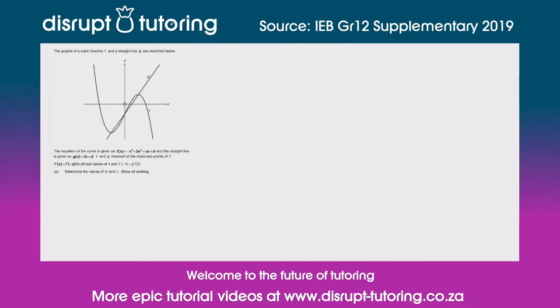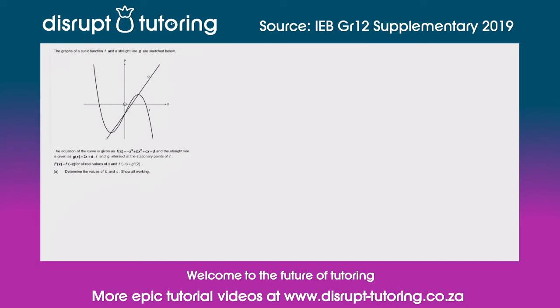Today we're going to deal with a cubic function and straight line graph question that we've taken from the IEB's 2019 supplementary exam. With that in mind, let's dive straight in. They've said to us the graphs of a cubic function f and a straight line g are sketched below. They've also said to us the equation of the curve is given as f of x and g of x. So f of x is our cubic function, g of x is our straight line. F and G intersect at the stationary point, so we can see that over there. Then they've also said to us f dash of x equals f dash of minus x for all real values of x, and f dash of minus 1 equals g double dash of 2.